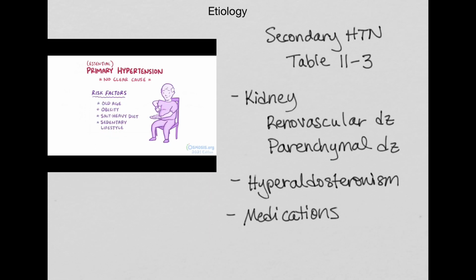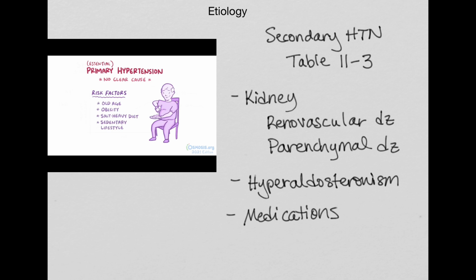Most of the time, hypertension has no underlying cause that we know of, and so we call it primary hypertension. A synonym is essential hypertension. That's kind of an older term, but it is still ubiquitous. The risk factors for developing essential hypertension are aging, obesity, unhealthy diet, sedentary lifestyle, and it's very, very common.